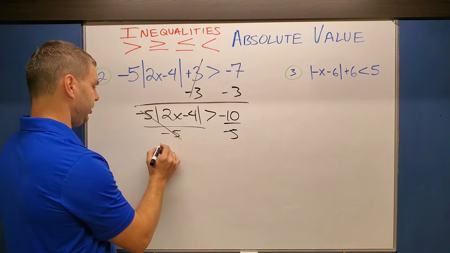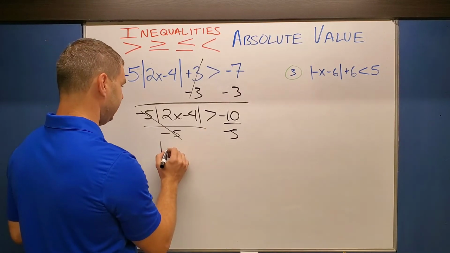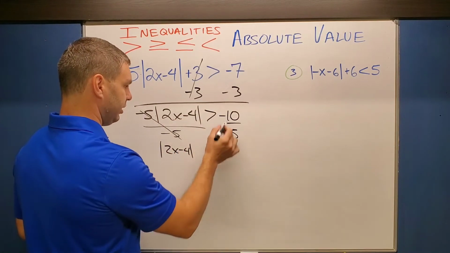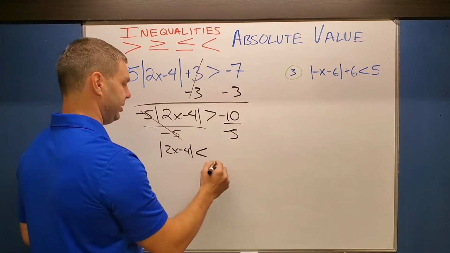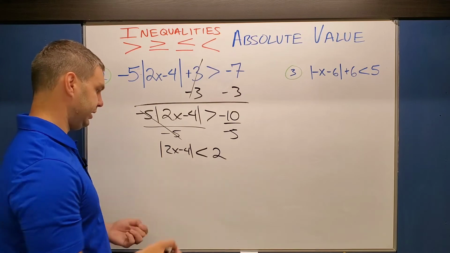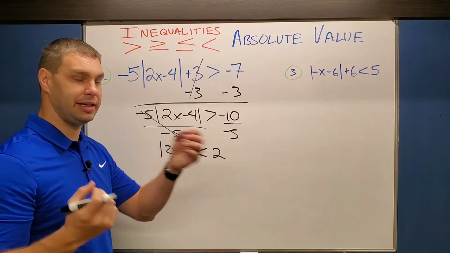And so remember that when I multiply or divide by a negative, my sign's going to flip. Right, so I still have the absolute value of 2x minus 4 here. Sign flips because I divided by a negative. Negative 10 divided by negative 5 is a positive 2. Okay, and then it's finally isolated. So now I can make my two cases, my positive and my negative case.